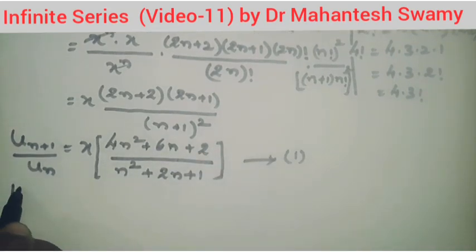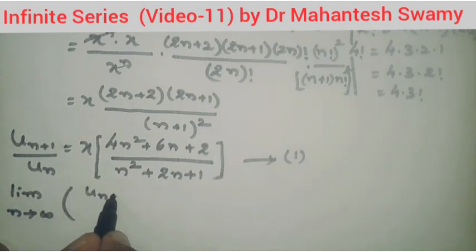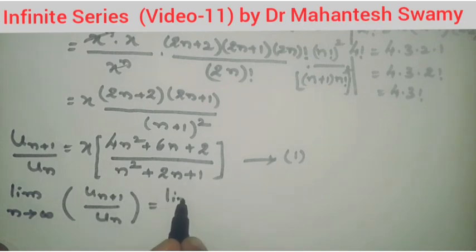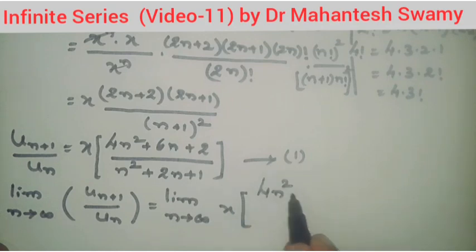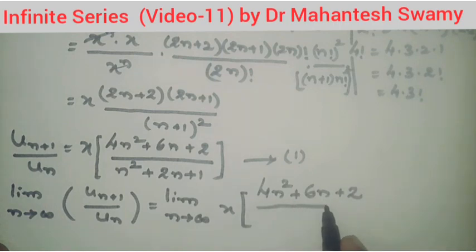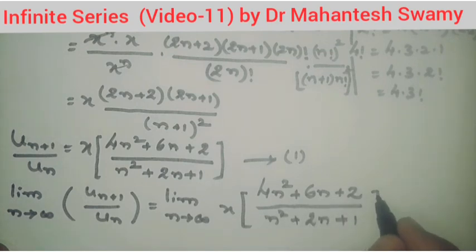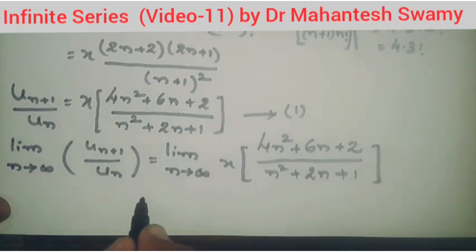Now let us apply the limit as n tending towards infinity of u(n plus 1) divided by u(n), equals limit as n tending towards infinity of x into bracket 4n square plus 6n plus 2 divided by n square plus 2n plus 1 as it is. Now x is independent of the limit, therefore take it outside.